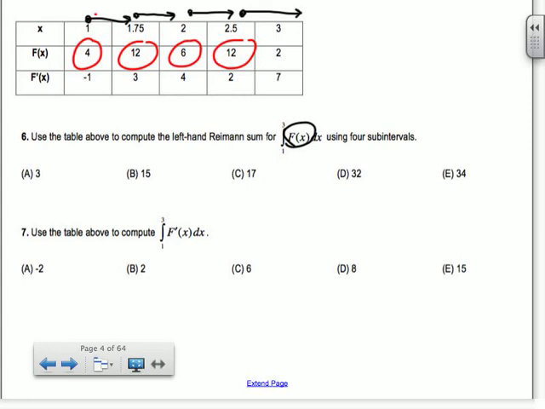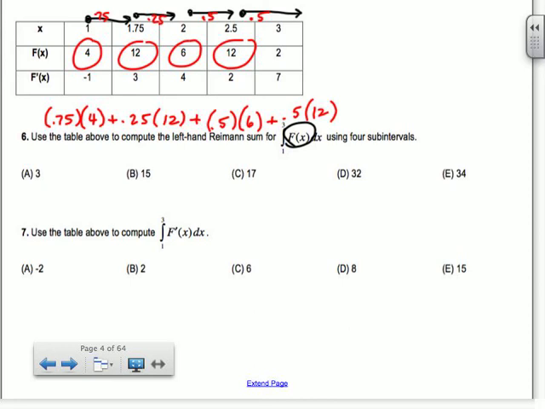The width for the second one is 0.25. The width for the third one is 0.5. Do you guys see where I'm getting these? So it's just the distance between the x values. And the width for the last one is 0.5. Okay, so basically what you have is 0.75 times 4 plus 0.25 times 12 plus 0.5 times 6 plus 0.5 times 12.